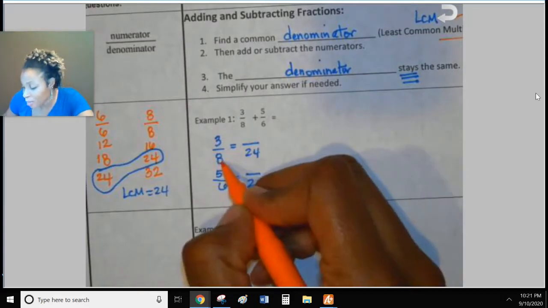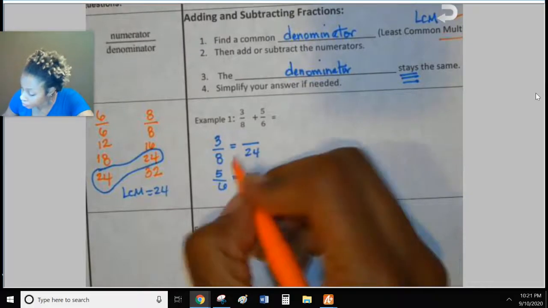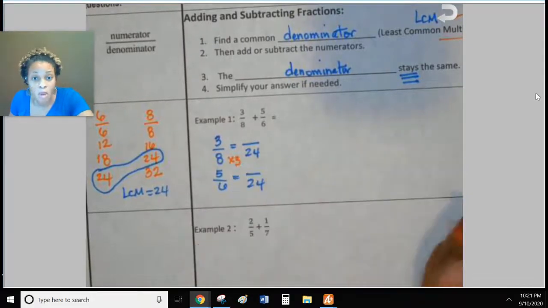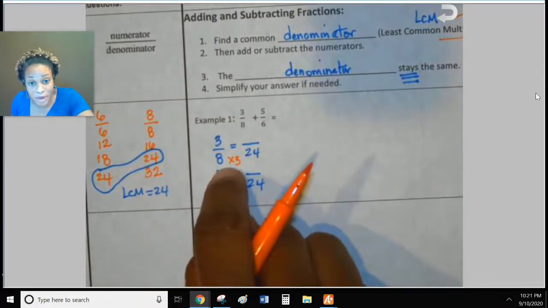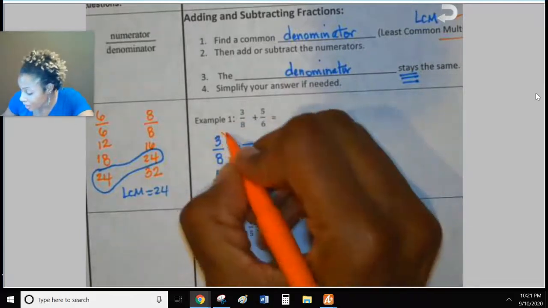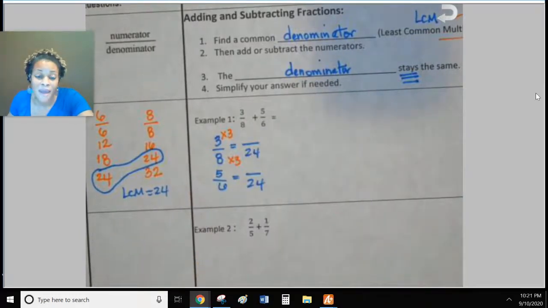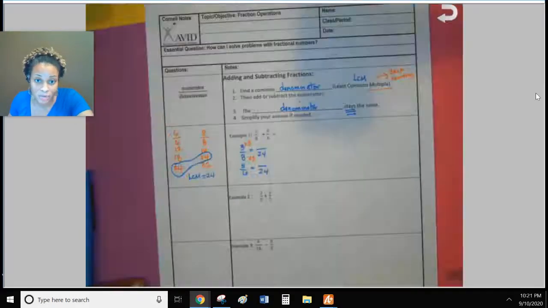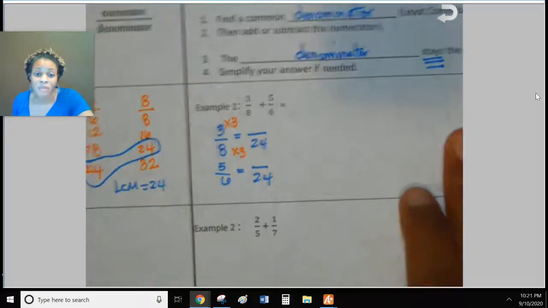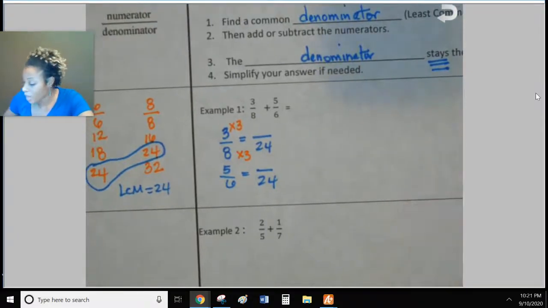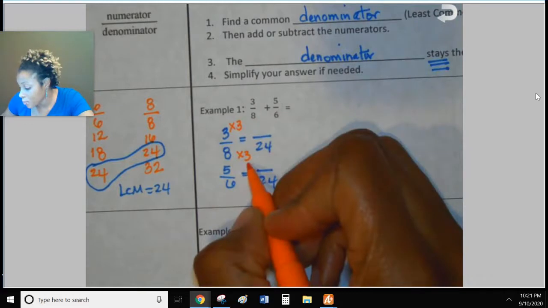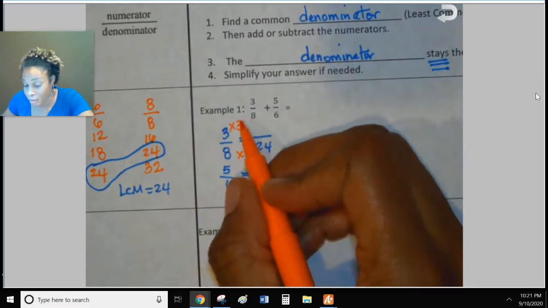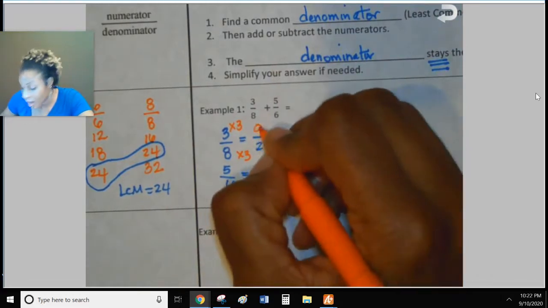What times 8 will give me 24? 3. Whatever I multiply the denominator by, I'm going to multiply the numerator by the same thing. I have to get a new number here. That number is not going to stay 3. That would not be balanced. We have to multiply the bottom and the top by the same number. So that would be 9.